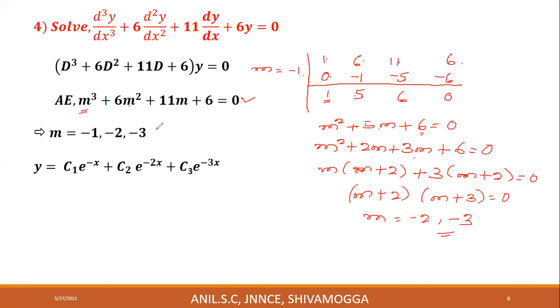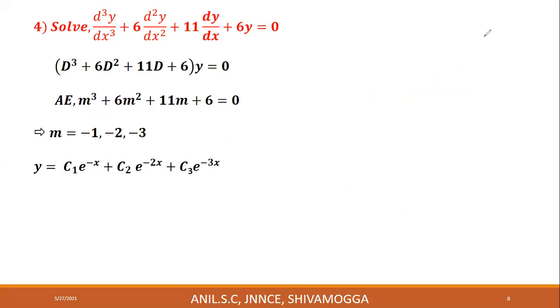Collectively, we have three roots. m is equal to minus 1, m is equal to minus 2, and m is equal to minus 3. Now write the solution. m is equal to minus 1, minus 2, minus 3 are the three roots. What kind of roots are these three? m is equal to minus 1, real and non-repeated. Minus 2, real and non-repeated. Minus 3, real and non-repeated. All the three roots are real and non-repeated.